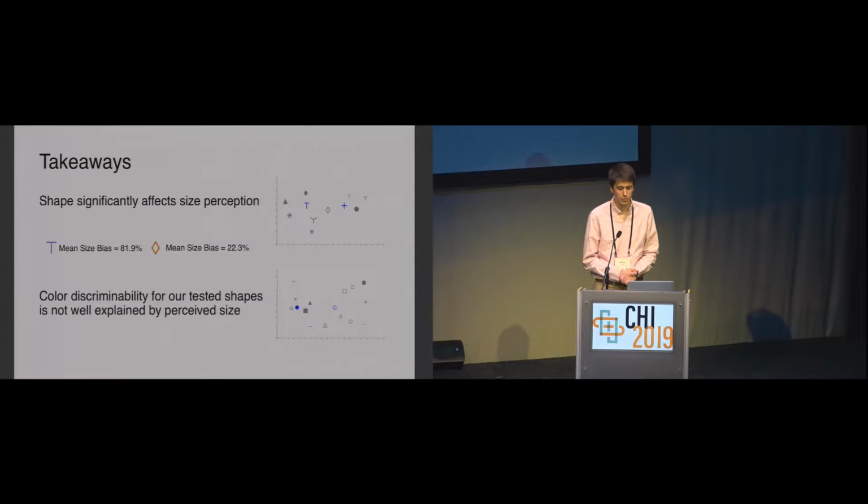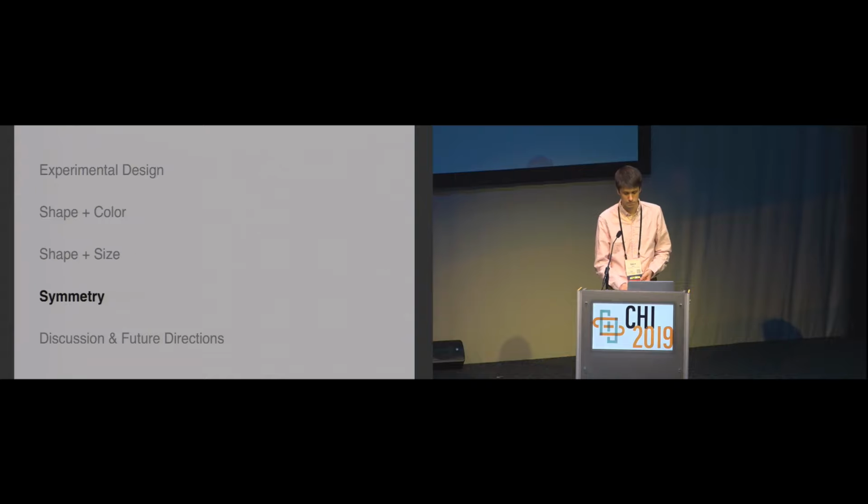So the main takeaways from this second experiment are, first, that shape does significantly affect size perception, where some shapes are perceived as larger more than 80% of the time when compared to other shapes of the same size. And second, color discriminability for our tested shapes is not well explained by the perceived size of the shape.